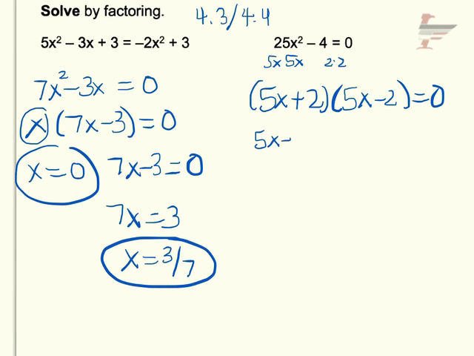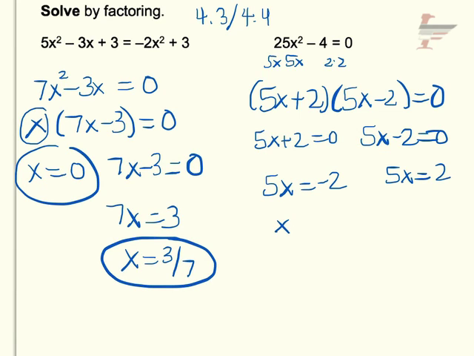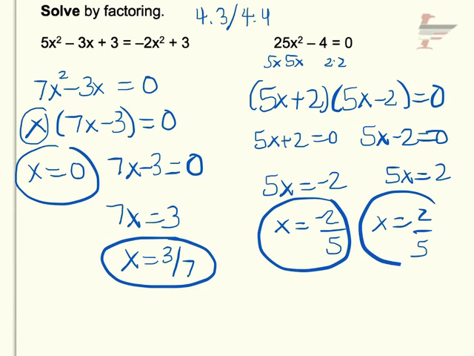And then I set each of those equal to 0. I'll subtract 2, and I'll add 2 and divide by 5. So I get negative 2/5 and positive 2/5. And again, I know I'm going through these quickly. I'm just hoping you paused and tried to work through these first. And you can pause again and check your work and see if you made a mistake.